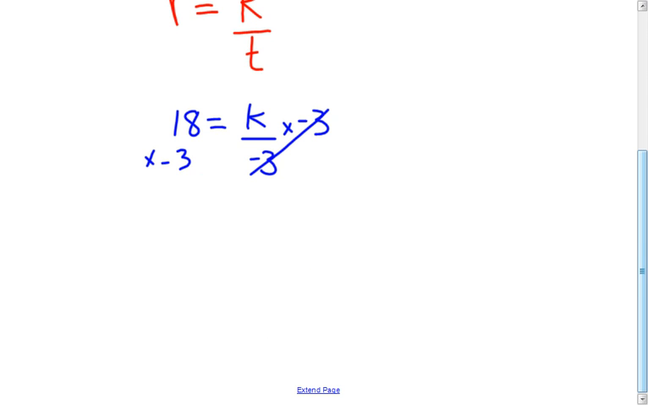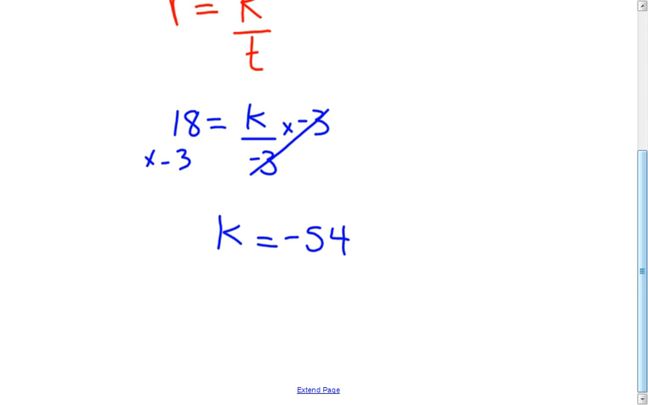Those will drop. And k gets to be negative 54. Okay. K is negative 54.